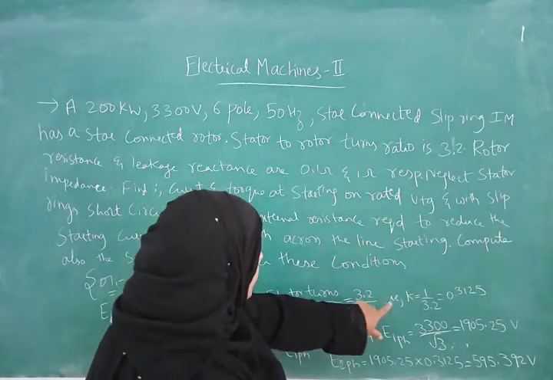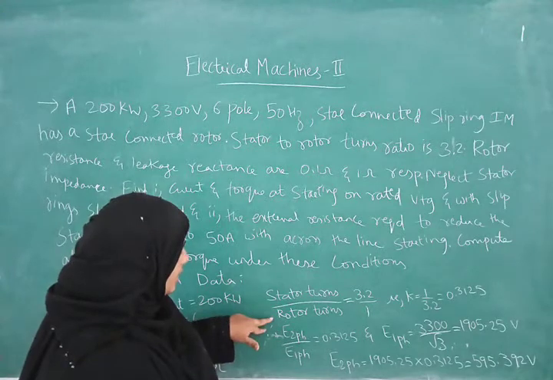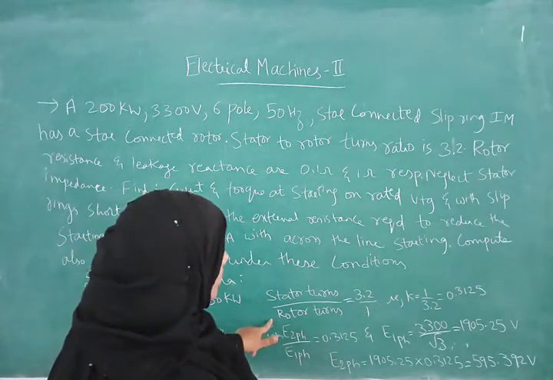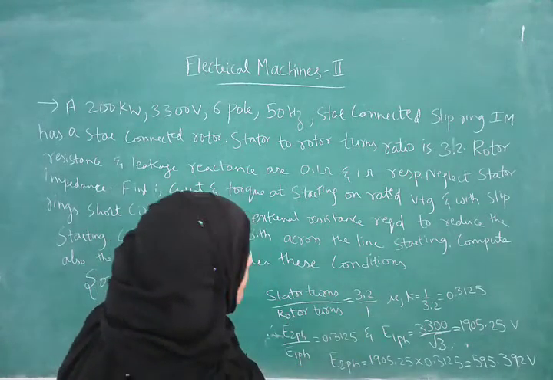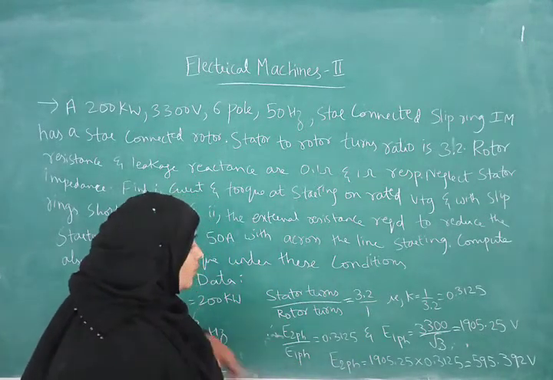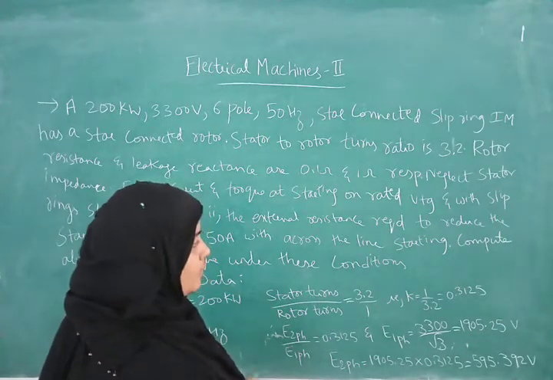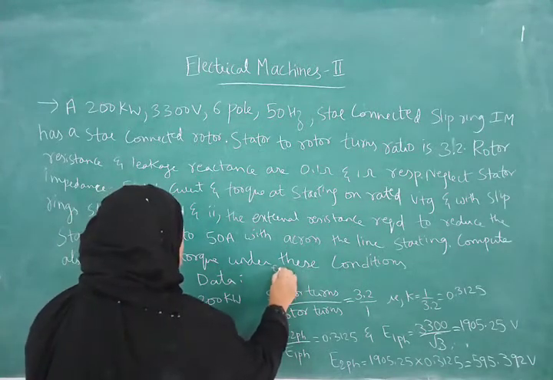3.2:1. What is the value of K? K will be equal to rotor turns by stator turns. It is given as stator by rotor, so we have to take the reciprocal of that. That is, 1 by 3.2 will give us the value of K. Now we know that E2 by E1 is equal to K. For an induction motor, as we have already seen in previous classes, E2 by E1 is equal to K.